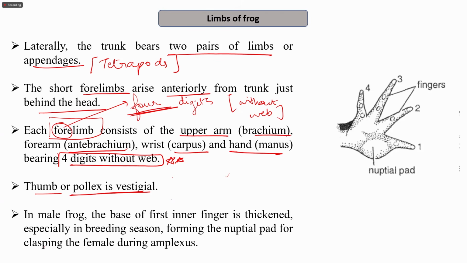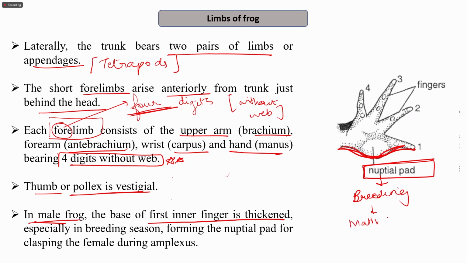A very important thing that helps in differentiating between the male and female frog is that in the male frog, the base of the first inner finger is thickened. You can see here that this base is thickened, forming a nuptial pad. This is formed during the breeding season and helps in mating, for clasping the female during the amplexus.